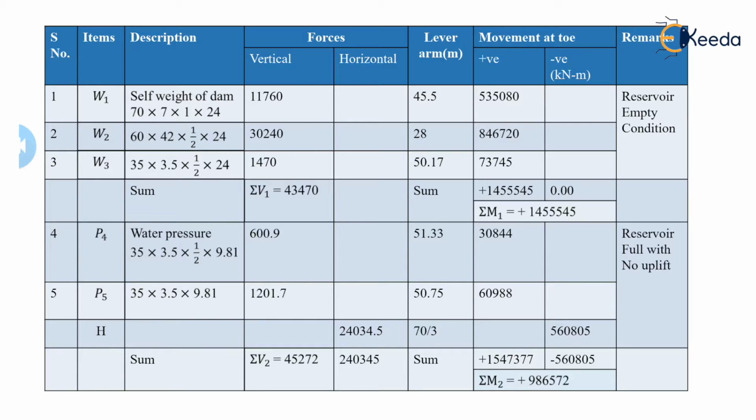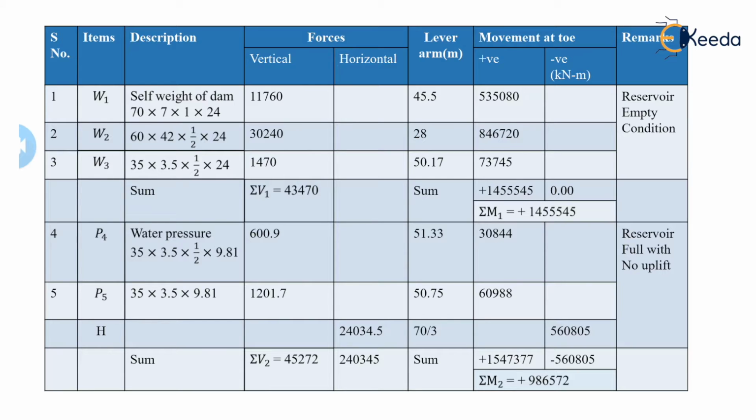So the horizontal water pressure will be 24,034.5 kilonewton, and its lever arm: it acts in a horizontal direction, so it always acts at 1/3 of the height of the water. So 70 by 3 is the lever arm, and then we multiply this horizontal pressure with the lever arm. We will find the moment at the toe as 5,60,805 kilonewton meter, and it is always negative.